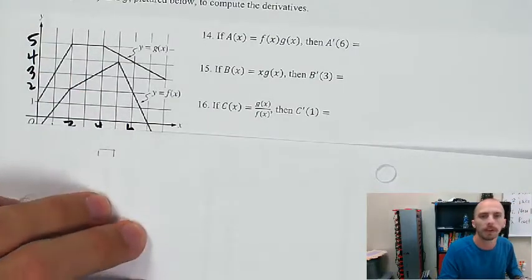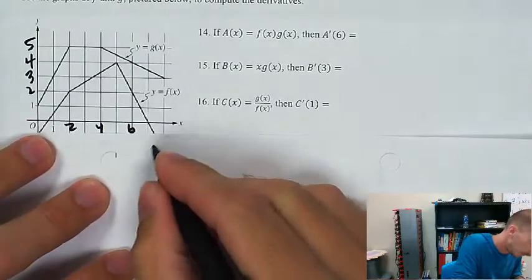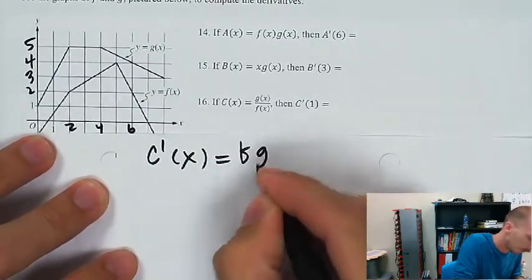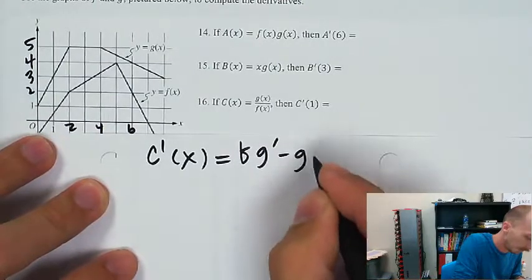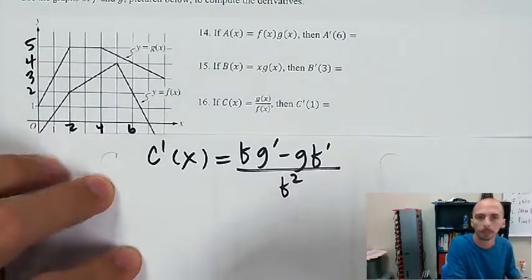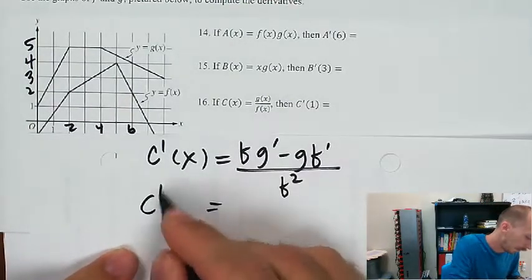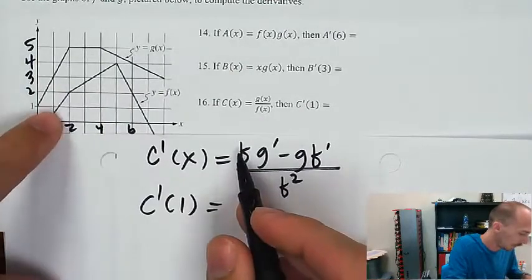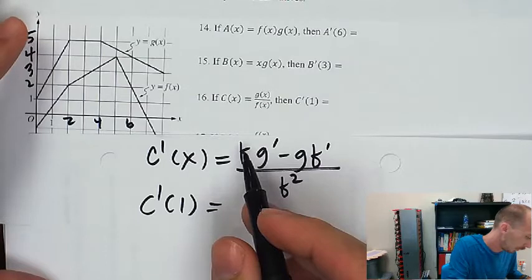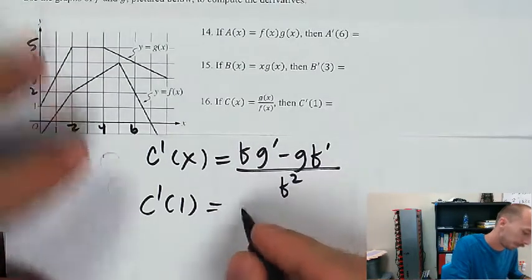All right. If c of x is g of x divided by f of x, then c prime of 1 is what? C prime of x is going to be bottom times the derivative of the top minus the top times the derivative of the bottom, divided by bottom squared. All right, so the value of f at 1 looks like it's going to be a half. So it goes up 3 every 2. Yeah, that's a half.